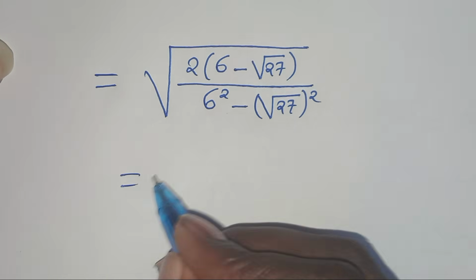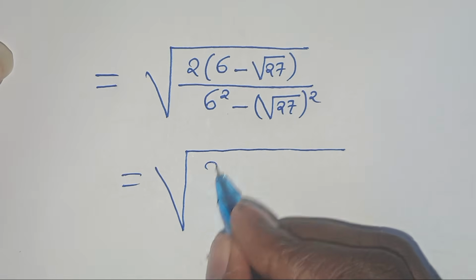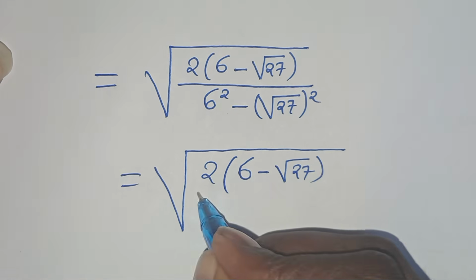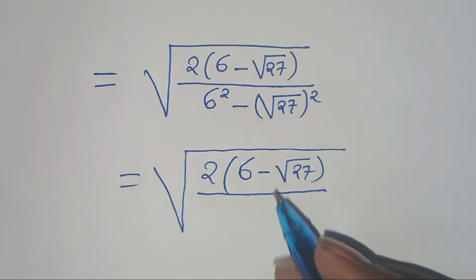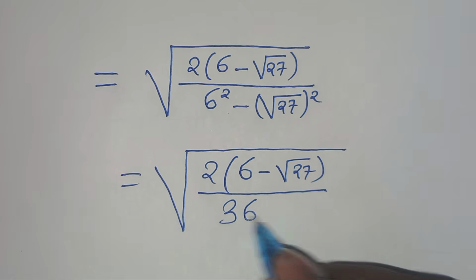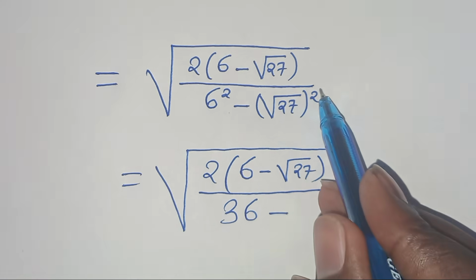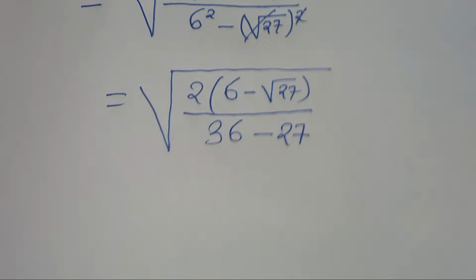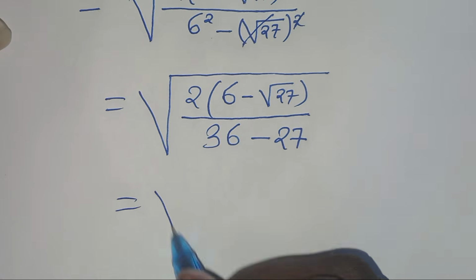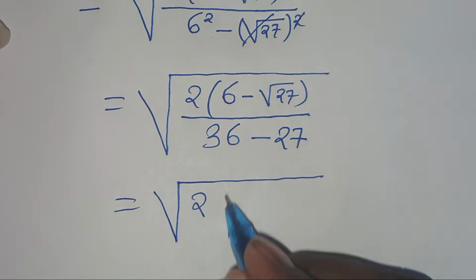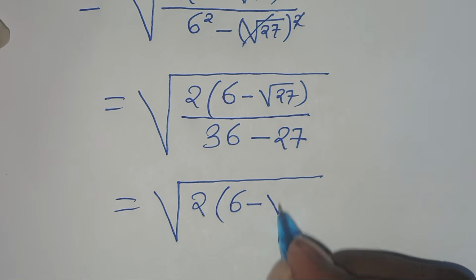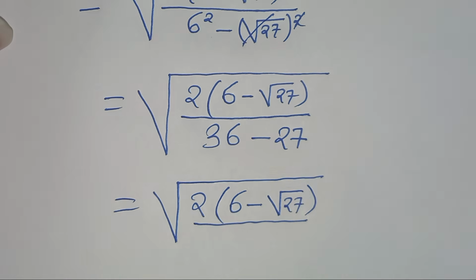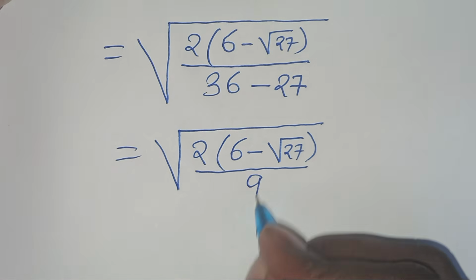Now the next step is that we have 2 multiplied by 6, subtract square root of 27, divided by, now 6 squared, this is equal to 36, subtract square root of 27 to the power of 2. Let's eliminate the square root sign, so this is minus 27. And therefore, we have 2 multiplied by 6, subtract square root of 27, divided by 36 minus 27, and this is equal to 9.